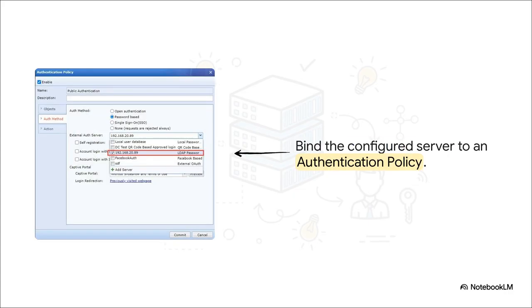The final step in this workflow is execution. Configuring the server doesn't actually do anything at all until you apply it to an active policy. So, in the Authentication Policy menu, under the Off Method tab, you select password-based and literally just check the box next to the LDAP server you just built. In our case, that's the 192.168.20.89 server. Boom. Now, when users hit the captive portal, the IAG knows exactly where to route those login attempts.